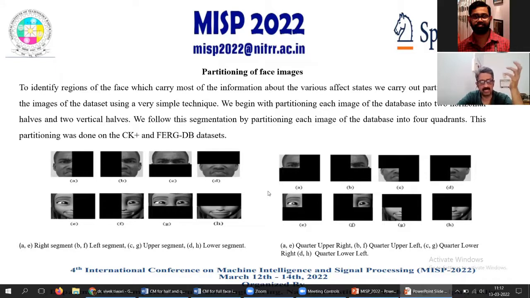And then subsequently, we further partitioned it into smaller quadrants. So this was the upper right, upper left, lower right, lower left quadrant. And same with the other data set. The objective of the research was to identify the various affect states from these small segments of the face, even when it undergoes a lot of spatial degradation.